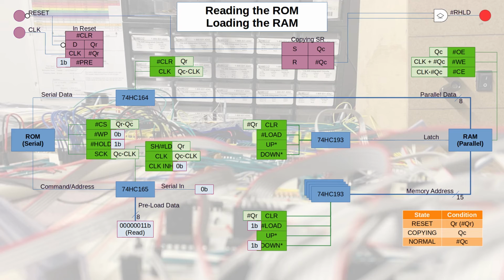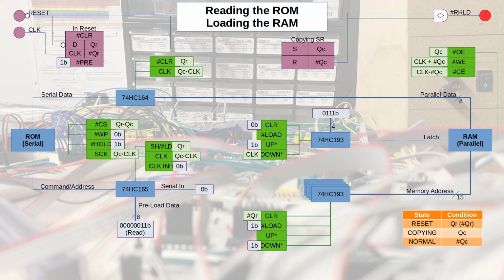Let's move on to the counter that counts the number of bits in a byte to signal when it's the proper time to latch the byte into RAM. Now, I want to be able to count 8 bits. What I want to do is I'm going to load up the value 7 and count down to 0. So that means my count up is going to remain high. My count down is going to be tied to the clock, and my load value is going to be set to be 7 in binary.